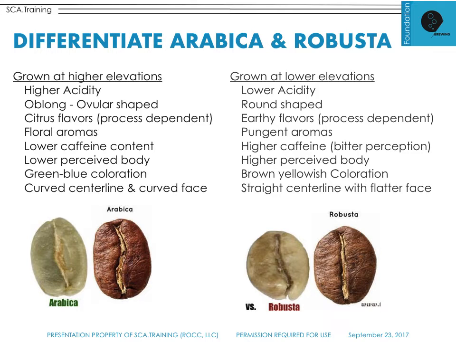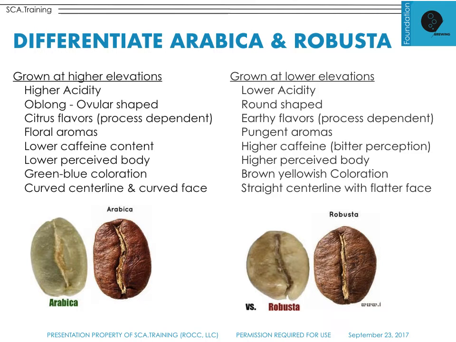Arabica coffees on the left will typically be grown at higher elevations. They'll have a higher perceived acidity. Their shape will be oblong or oval, ovular. Distinctly citrus flavors, depending on the process, should be evident. More floral aromas. They will have a lower caffeine content than their Robusta counterpart. Generally, the coloration should be a green-blue, again process dependent, and there will be more of a curved center line, the cut that divides the bean.